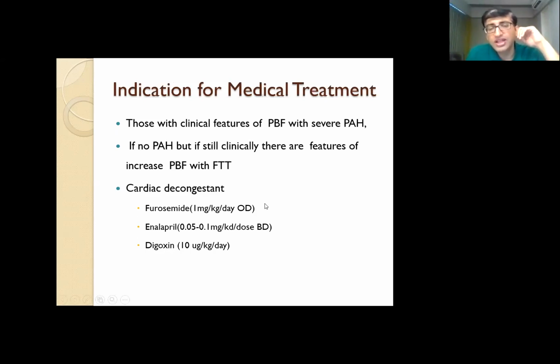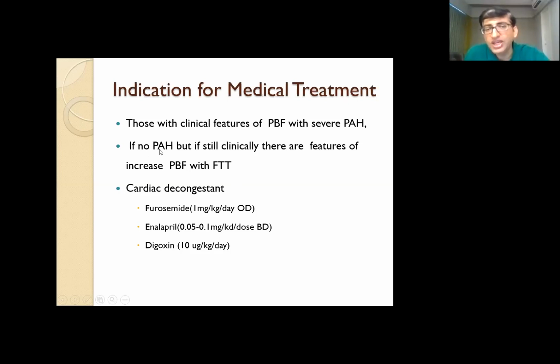But there is an important decision to be made when we have an echo report in our hand saying ASD, VSD. Should we start these medicines in that patient or not, because the child is not having clinical CCF? When the child is clinically not in CCF, when should we start all these 3 medications? There are only 2 indications. If the child has clinical features of increased pulmonary blood flow with severe pulmonary hypertension, meaning baseline tachycardia, tachypnea, subcostal retraction, hyperdynamic precordium, and echo showing severe PAH, you should start these medicines.